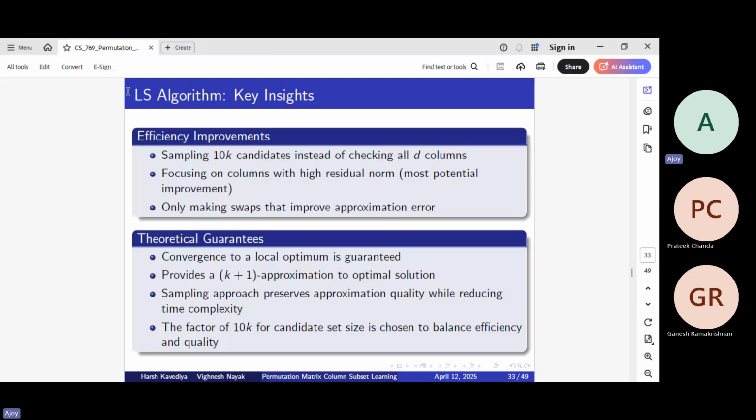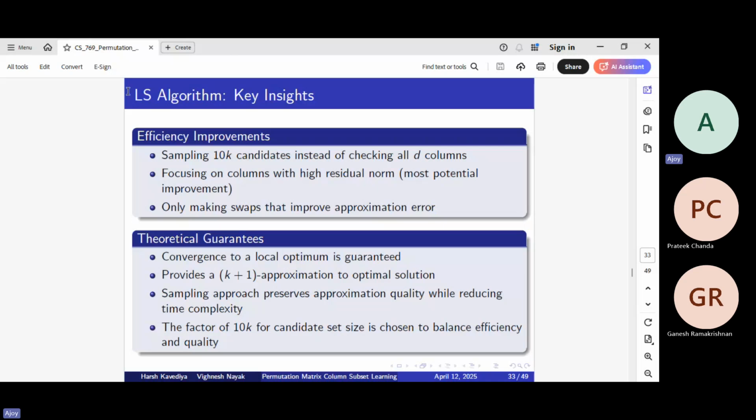This also preserves the approximation quality because we are essentially using the entire original matrix without taking a lot of approximation, except that we perturbed it slightly in the beginning. This factor is chosen just to balance efficiency and quality. Otherwise, choosing a larger subset takes more time. So they have come up with this number, 10K, the number of candidate indices for swapping. You pick one from the original set and then you swap it with these columns.